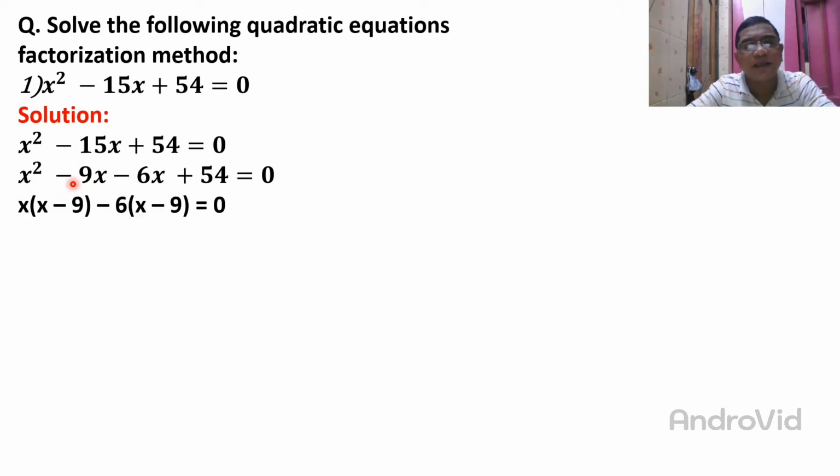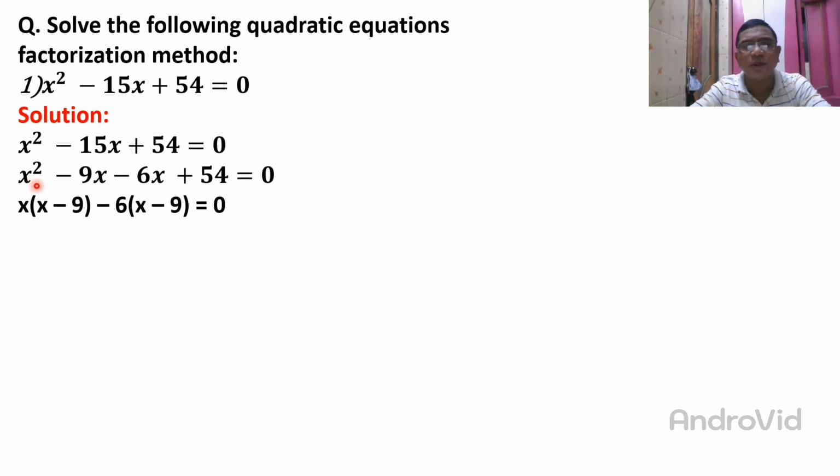So x square minus 9x and minus 6x plus 54. This is the first group. X square minus 9x. So see, here is x, here is x. X common, so it is outside the bracket. So what remains here? 1x remains. So I write here x in bracket, then negative sign, then 9. So you get x in bracket x minus 9. You can check it. X into x, x square. X into 9, minus 9x. Is that clear? X square minus 9x.